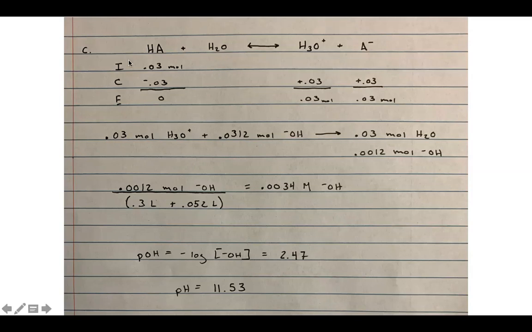Okay, so we're going to do the same setup as before, right? Our weak acid will react with water to produce hydronium and conjugate base. Now, our initial amount of weak acid is 0.03 moles, and we are adding 0.0312 moles of hydroxide. So ideally, we'd want to produce 0.0312 moles of hydronium. However, we can't, right? We are physically limited by the amount of weak acid that we have.